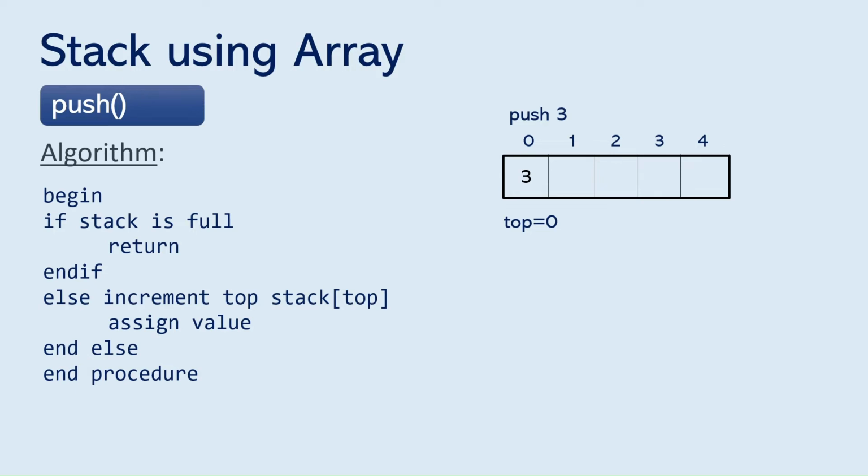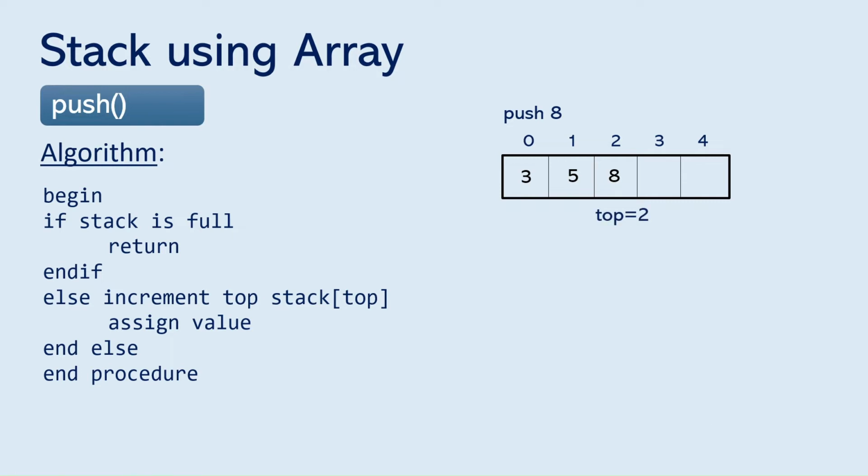I hope you got it. Now let's try to push 5 into the stack. Now the top is incremented from 0 to 1 and 5 is assigned at stack of top, which is stack of 1, the second element of the array. Now let's try to push 8.